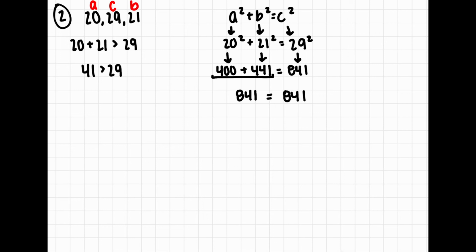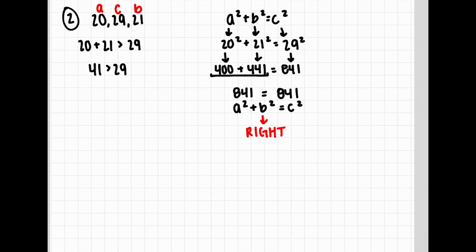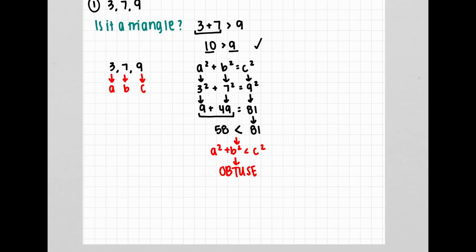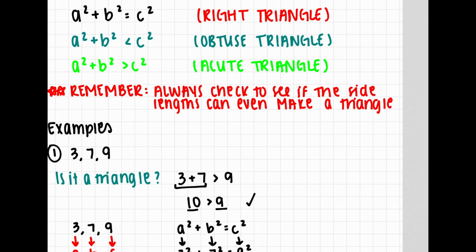So what just happened is I have A squared plus B squared is equal to C squared. And because of that, it tells me I have a right triangle. So remember, we're using that list on the last page, this one right up here. You're comparing it. If it's equal, it's a right. If it's less than, it's obtuse. If it's greater than, it's acute.